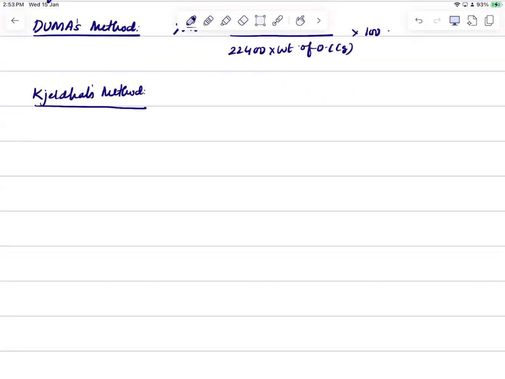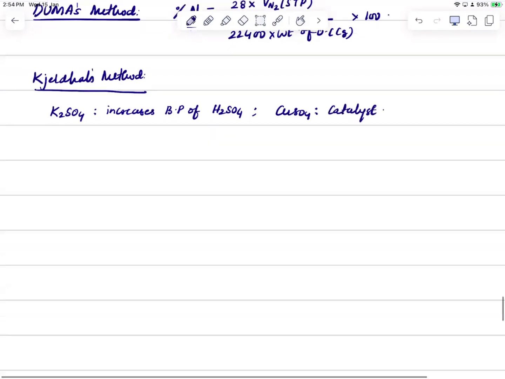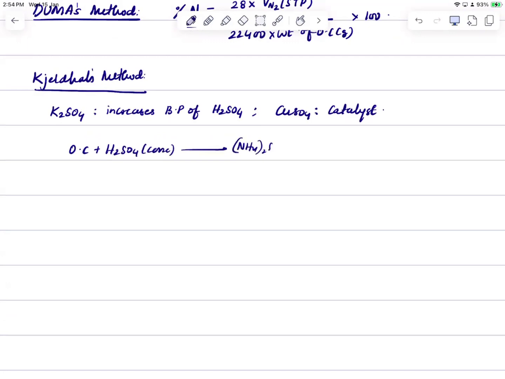Here, three important things you need to check. One is, what is the role of K2SO4? K2SO4 increases the boiling point of H2SO4, which is essential so that every nitrogen breaks into ammonia form. Next, CuSO4. What is the role of CuSO4? It is used as a catalyst to increase the rate. Next, organic compound plus concentrated H2SO4. As you add, the entire nitrogen part will convert into ammonium sulfate.